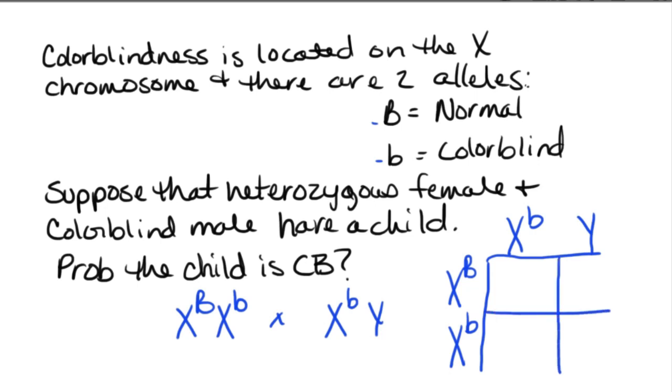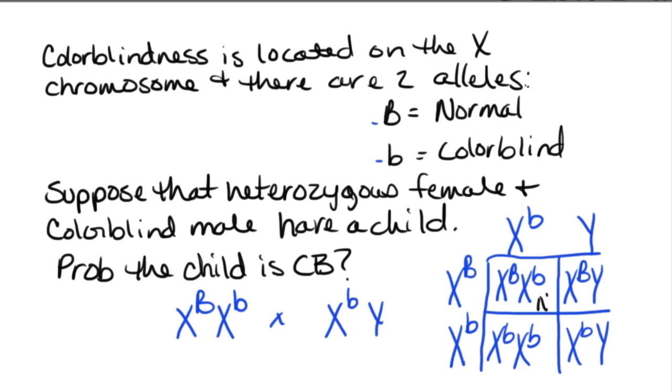And now if we just go through and fill in the boxes, we fill them out the same way. We look above and to the side to figure out what we are going to write in the squares. And now this is what we get. So when we look at this particular square, if we assign the phenotypes, this one is normal. They can see just fine because they have the capital B. This one is normal. And then both of these bottom boxes are actually going to be colorblind because they don't have a capital B there.